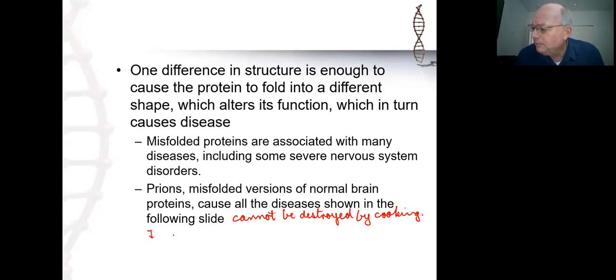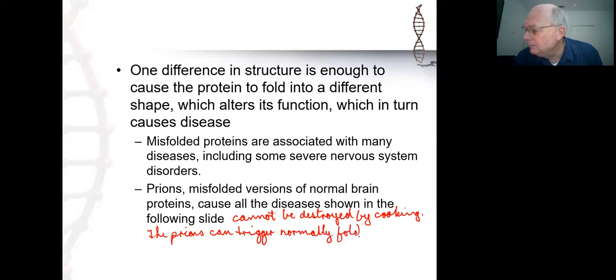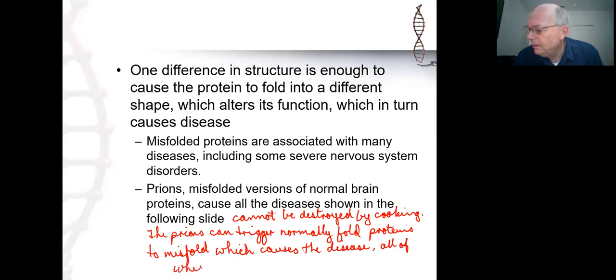So the prions can trigger normally folded proteins to misfold, which causes disease, all of which are incurable and 100% fatal.